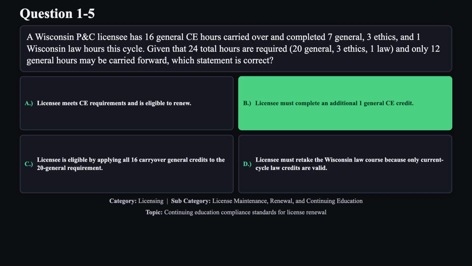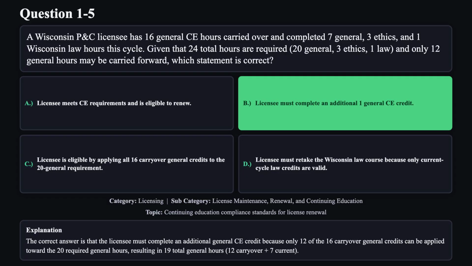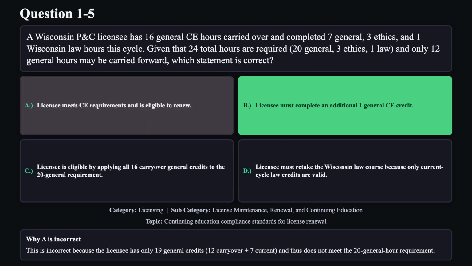The correct answer is B. The correct answer is that the licensee must complete an additional general CE credit, because only 12 of the 16 carryover general credits can be applied toward the 20 required general hours, resulting in 19 total general hours, 12 carryover plus 7 current. Reason A is not correct.